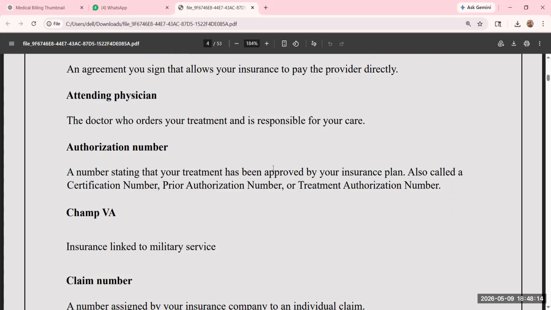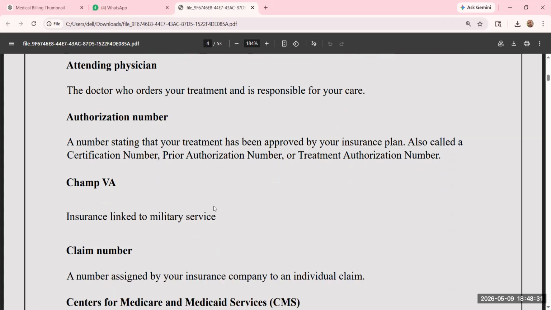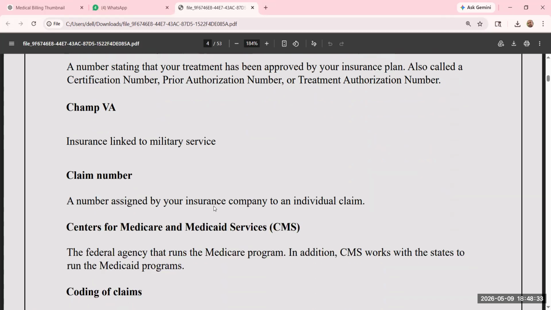The types of authorization are prior authorization, post authorization, and intra authorization. There are three kinds of authorization numbers, with different names, like certificate number, prior authorization number, treatment authorization number. You need to focus on all these details while doing billing, charge billing, or payment posting, this kind of thing.